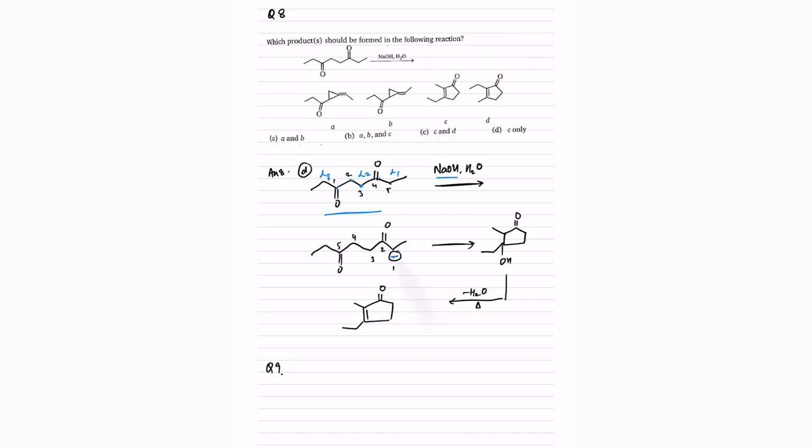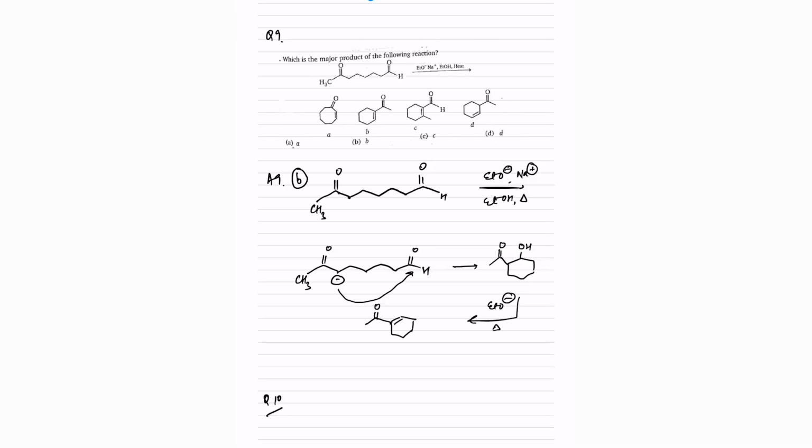So negative charge will develop over here, hydrogen is removed from here by the base attack, and this carbon will attack here, and it will form the molecule like this. With the supply of water, this will give away the water molecule and form an alkene like this, which is your option number D.